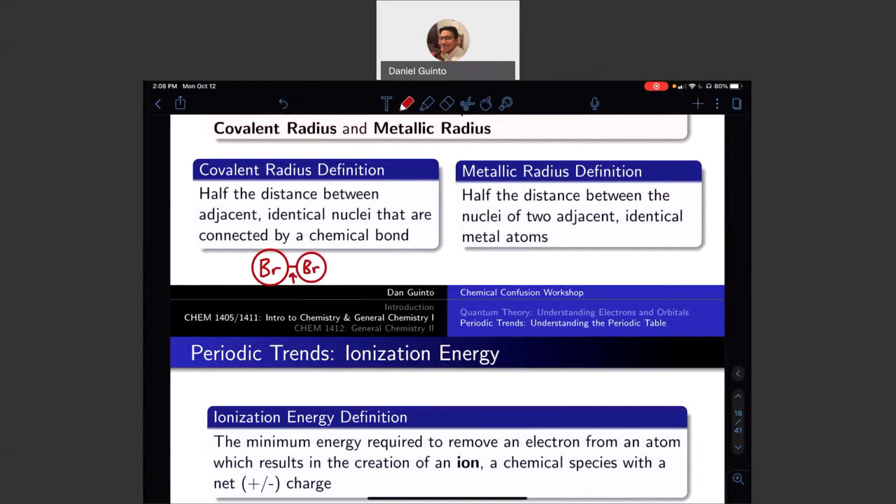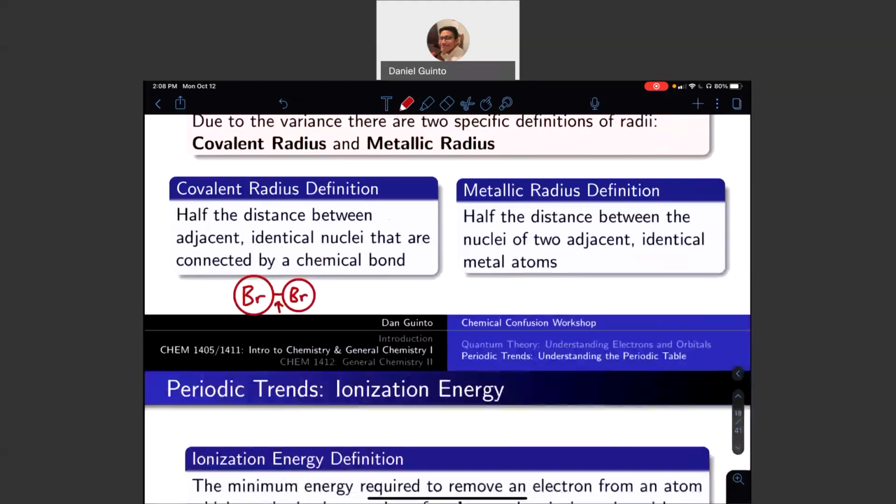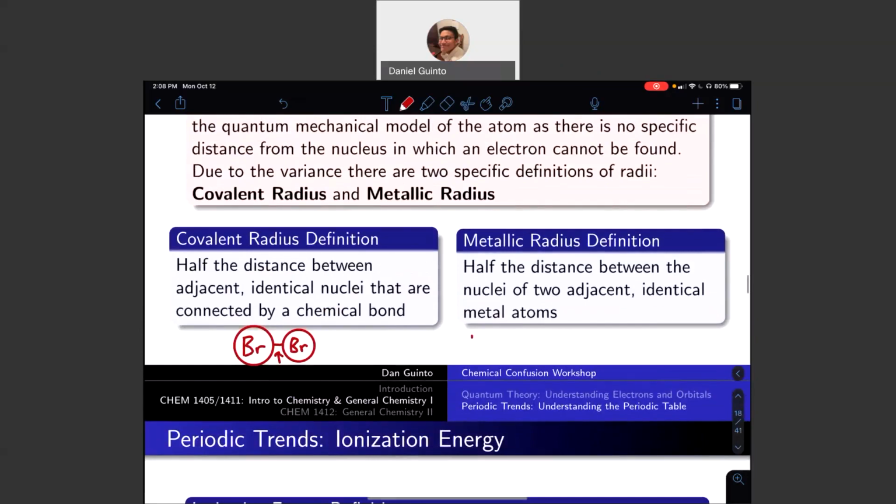And then a metallic radius is, as it kind of sounds, half the distance between the nuclei of two adjacent metal atoms. So let's just choose iron as a metal in this instance. So iron as a metal, and then another iron.